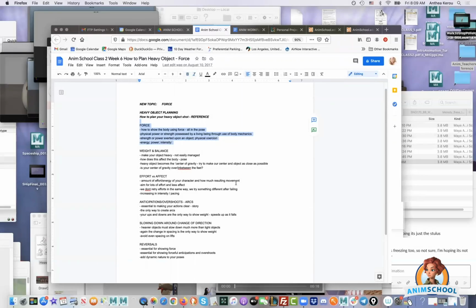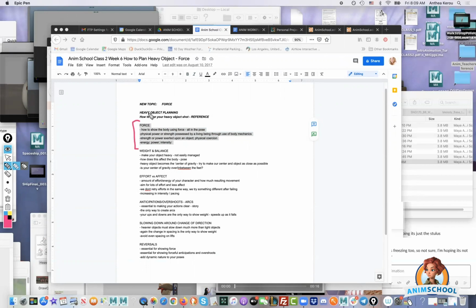What is force is a good thing to talk about. How to show the body using force? Well, it's all going to be in the pose, right? It's the physical power or strength possessed by a living being through the use of body mechanics. So strength or power exerted upon an object. So that's what force means.